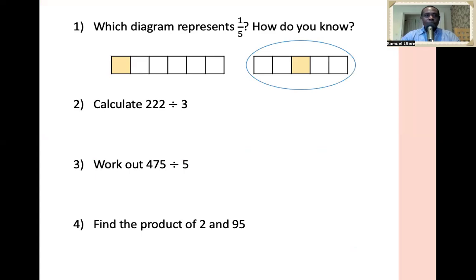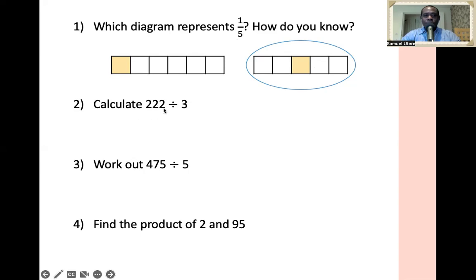Here you were asked which diagram represents a fifth. Now remember, when we discussed fractions, the denominator tells you how many parts you have split your item into. So if this was a seventh, you should have a diagram that has been split into 7 equal parts. So this represents the fifth. And then 1/5 means to take one part out of this fifth.